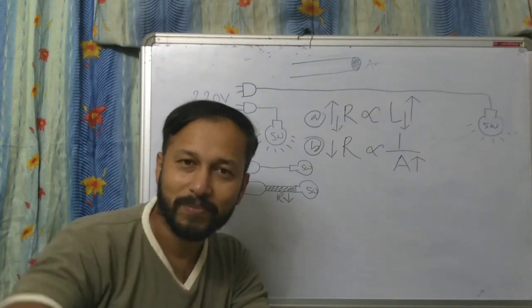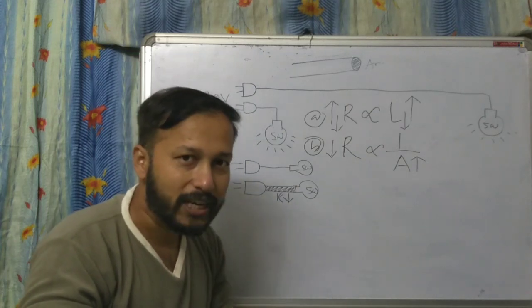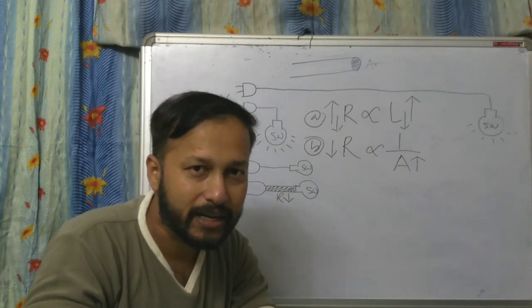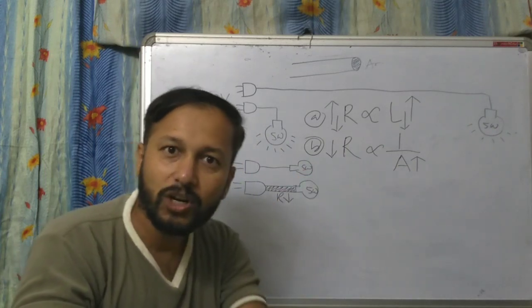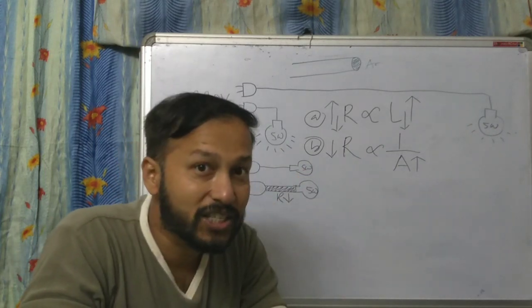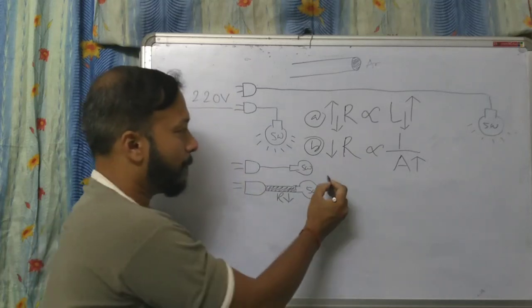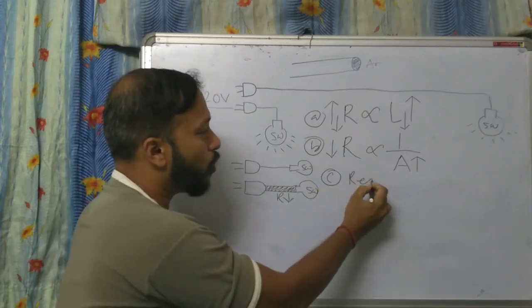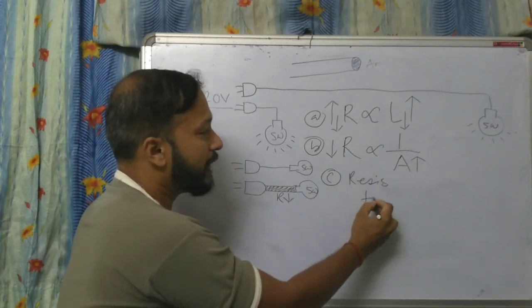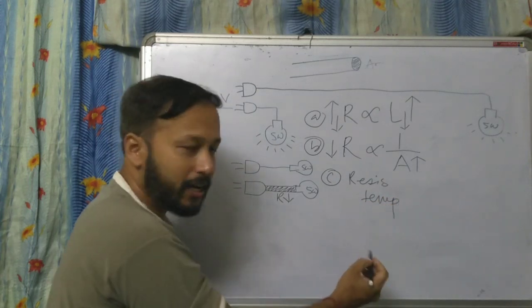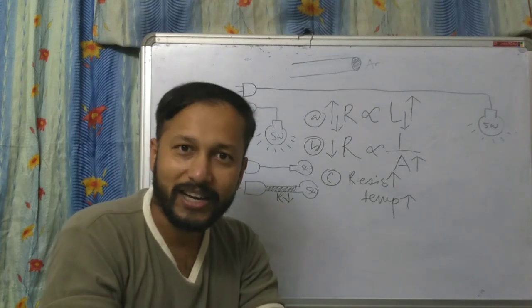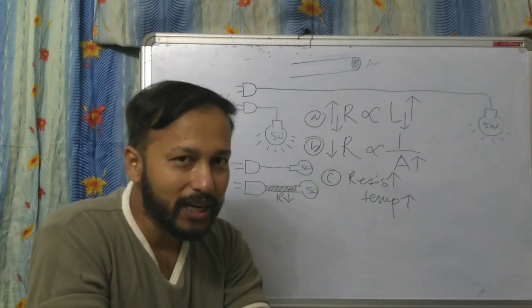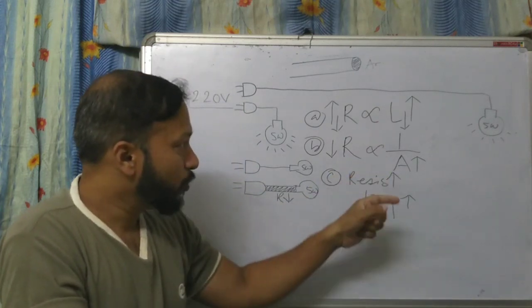Just opposite. Understood? One more thing on which resistance of a wire depends, that is temperature. If you increase the temperature of the wire, then resistance will also increase. So number C, resistance also depends on temperature. Understood? If you increase temperature, resistance will also increase. So these are the three things we have to remember.